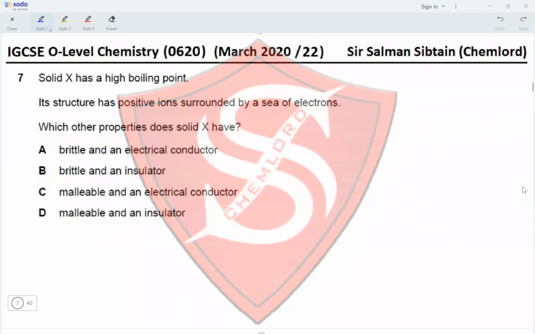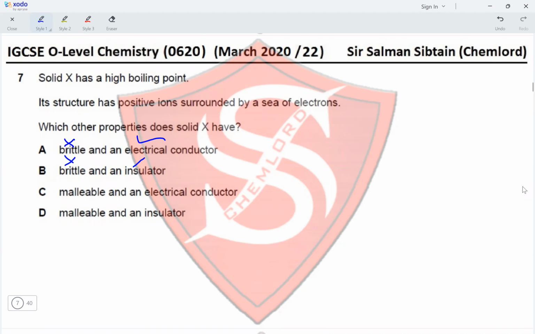Question 7. Solid X has a high boiling point. Its structure has positive ions surrounded by a sea of electrons. That means it is a metal. Which other properties does solid X have? Brittle and an electrical conductor. Metals are not brittle, but they are electrical conductors.